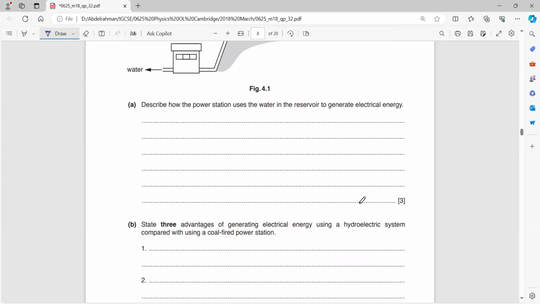Yes, you have to say that initially the water had gravitational potential energy. And as it moves down, this gravitational potential energy starts to convert to kinetic energy. So gravitational potential energy in the water changes or transfers to kinetic energy as it moves in the pipe.